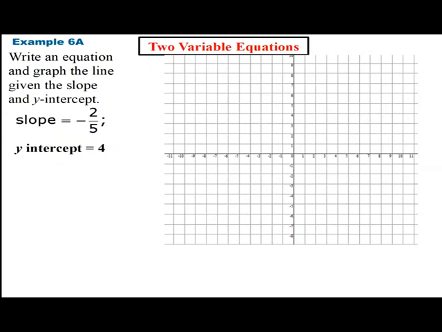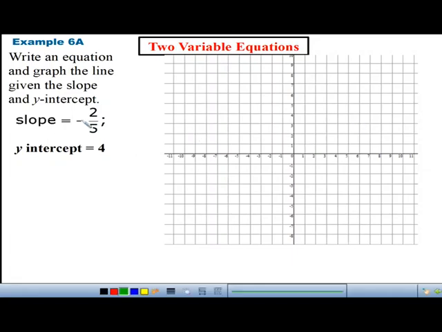Example 6 says, write an equation and graph the line given the slope and intercept. So look at this one. Just pay attention first, then you can copy afterwards. To write an equation in slope-intercept form, we need to write the form first. So I write y equals mx plus b. What does m stand for, guys? The m is our slope. What does the plus b stand for? The plus b is our y-intercept.